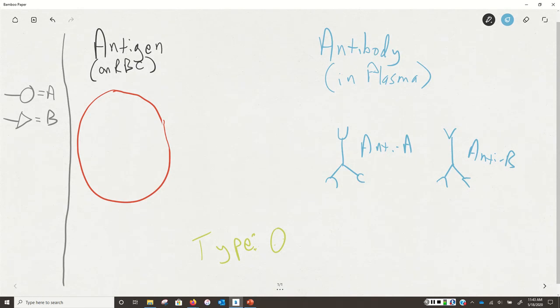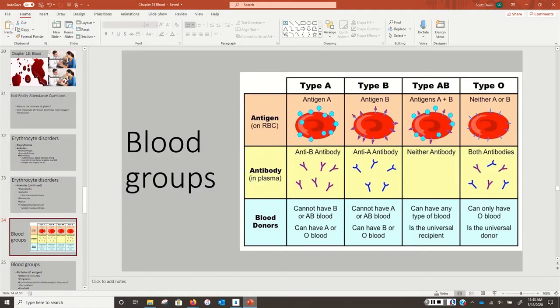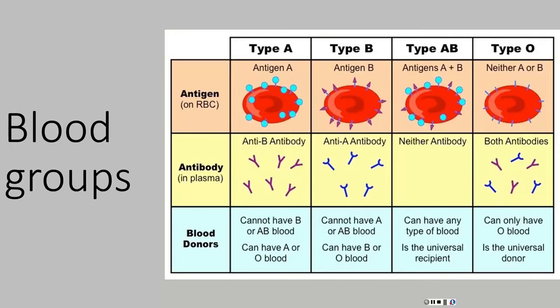Okay, so let's go back to our PowerPoint for just a moment, and we'll come back. Here's that kind of in chart form.